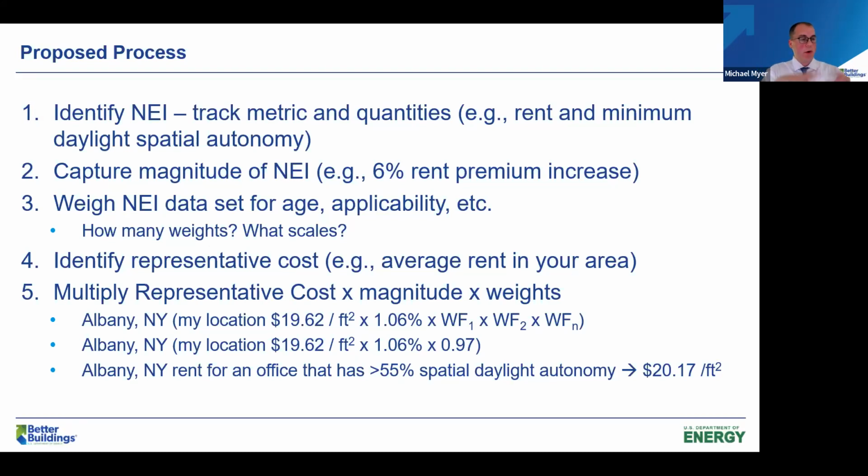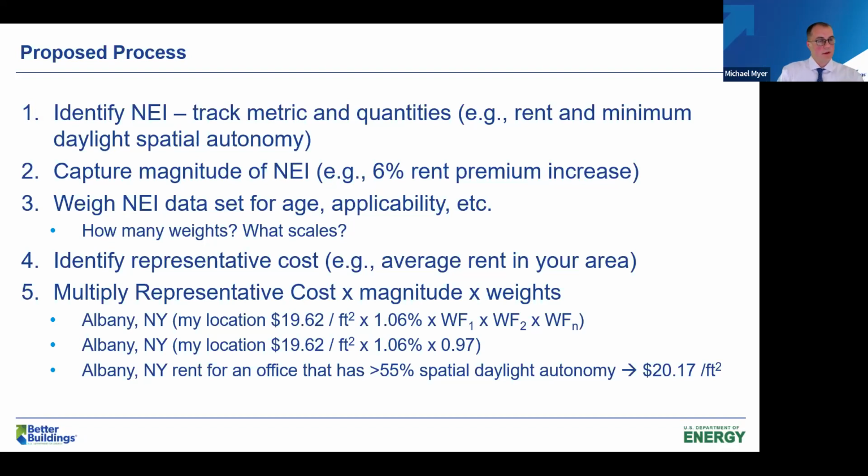So this is where we're getting to, and this is kind of where we need your help, and this is what we're looking for. So we have started working on building up this data set of NEIs. We're looking at them. In this case, we tracked, here's the simple example, rent and minimum daylight spatial autonomy. So that was what that first slide was about: if we increase the daylight in a space, what does your rent premium look like? That's the type of thing that would be captured from a journal article and measured and built into an overall data set. So then we could build this into the calculation.